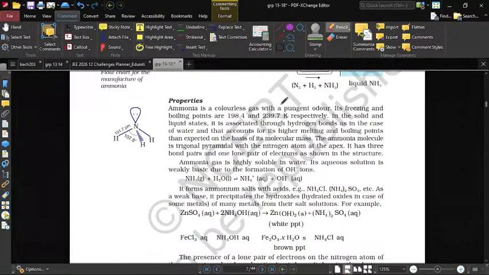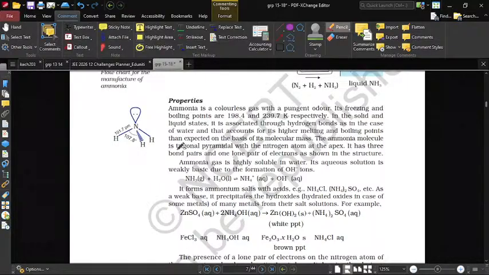Properties. Ammonia is a colorless gas with pungent odor. Its freezing and boiling points are 198.4 and 239.7 Kelvin, respectively. In the solid and liquid state, it is associated through hydrogen bonds, as in case of water, and that accounts for its higher melting and boiling points than expected on the basis of molecular mass.